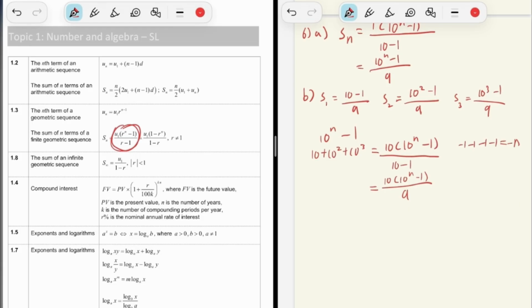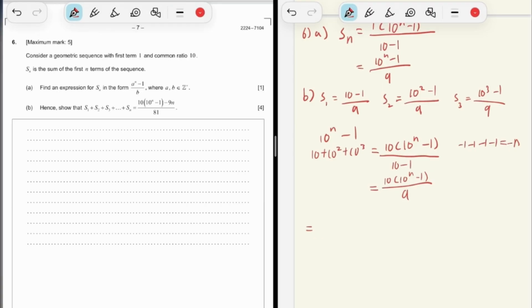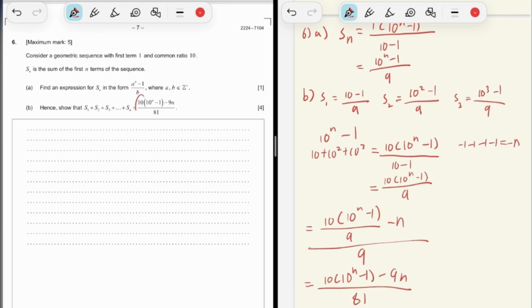And so after breaking this down, we could see that essentially the overall formula for a finite number of this geometric sequence is 10 times (10 to the n minus 1) over 9 minus n over 9, and that would yield (10 times (10 to the n minus 1) minus 9n) over 81, and thus we prove this equation.